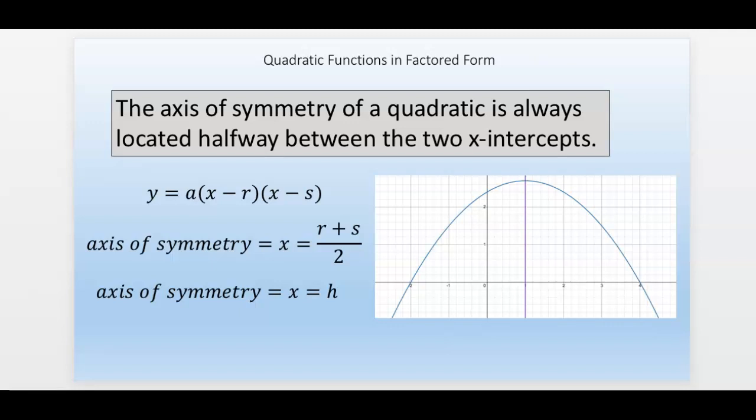Also, guys, the axis of symmetry, I mentioned this before, is always located halfway between the two intercepts. So you can just add those two up. This is 4 and negative 2. You can add them up and divide by 2, and you get 1. 4 minus 2 is 2, and 2 divided by 2 is 1. The axis of symmetry is x equals 1. Again, h is what we call the axis of symmetry. That's the x value of the vertex.